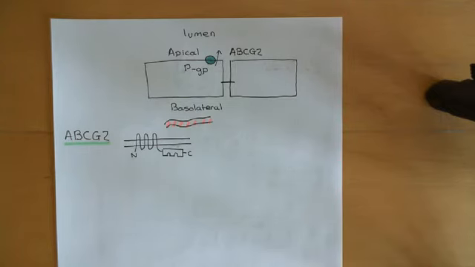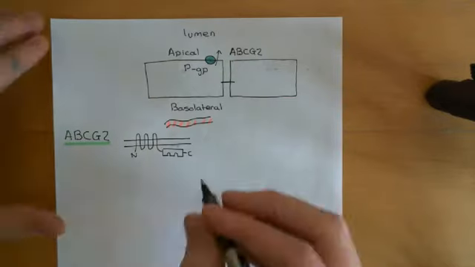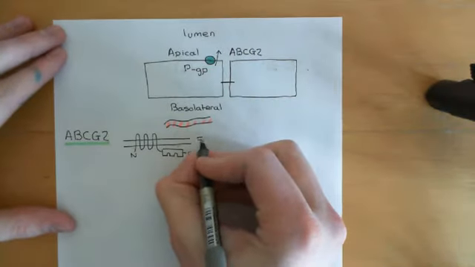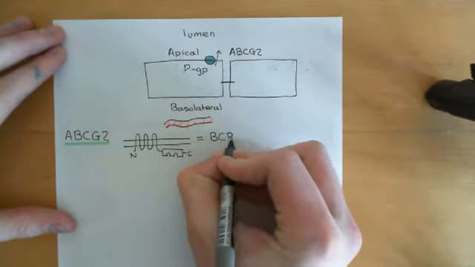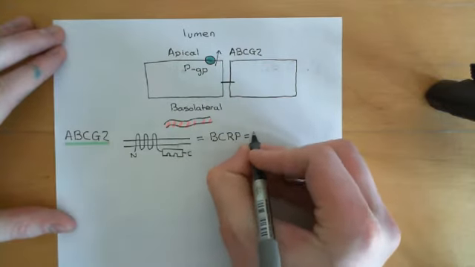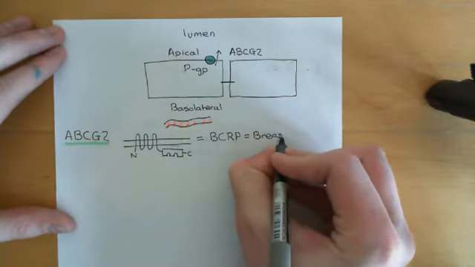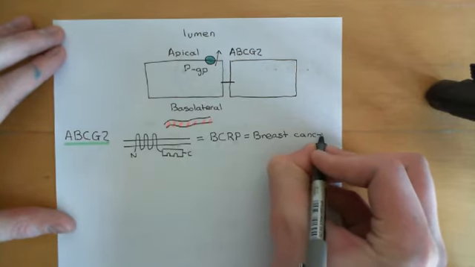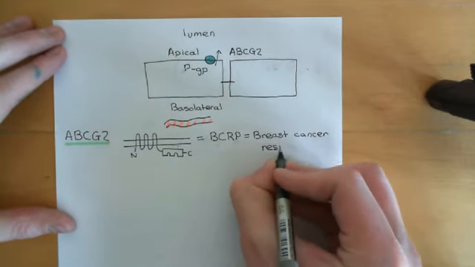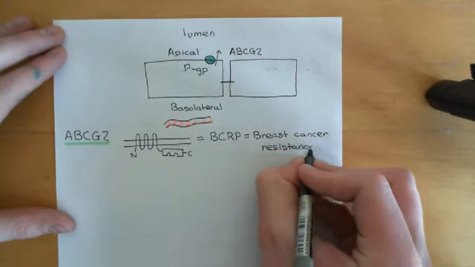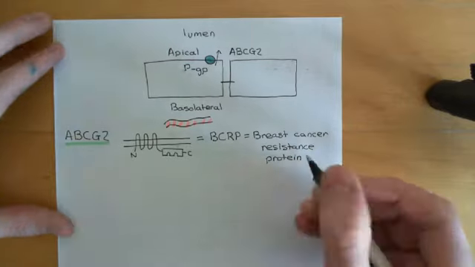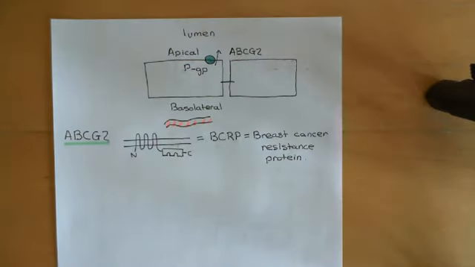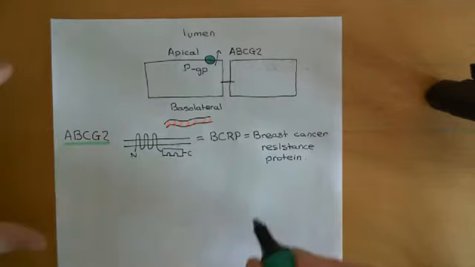You can also find it upregulated in multidrug resistant cancer cells, and this is the origin of its other name. So ABCG2 has another name. It's also known as BCRP. Now, what does this stand for? This stands for breast, that's the B, cancer, that's the C, and then resistance protein, that's the RP. So breast cancer resistance protein. So again, it can be found upregulated in cancer cells, and it can extrude a very similar collection of drugs to P-glycoprotein, basically.